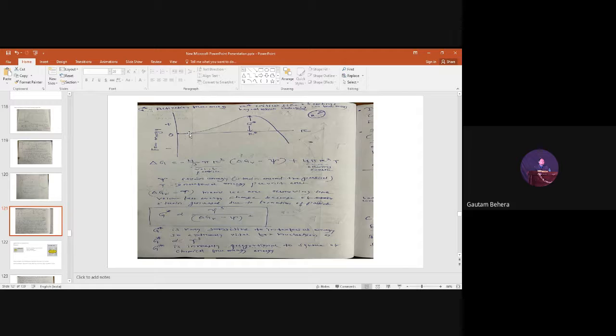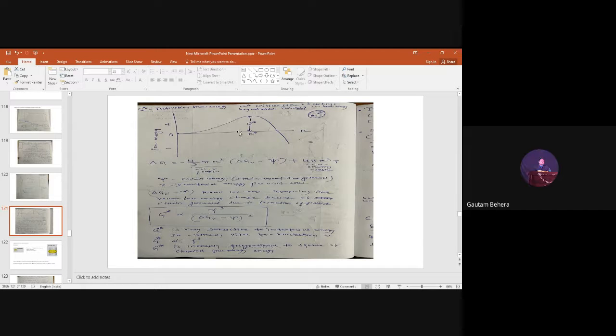When r is small, what will happen? When r is small, the positive term is dominant. Very good. That means the surface area term is the dominating, bigger term, right? So this delta G will be positive, yes or no?